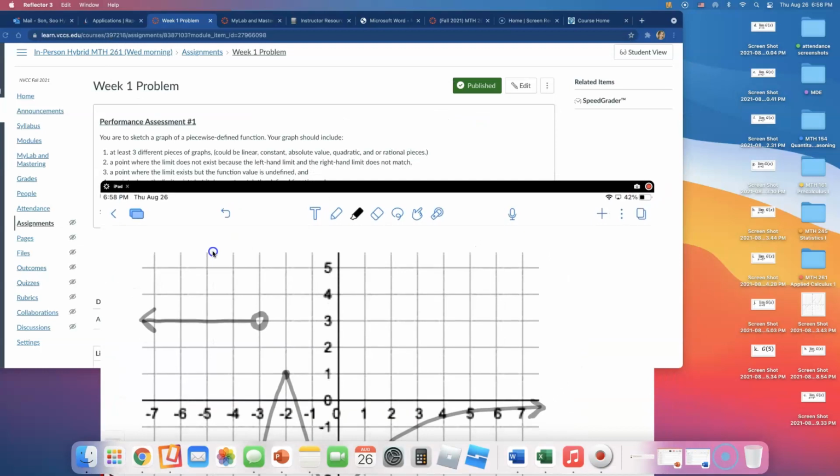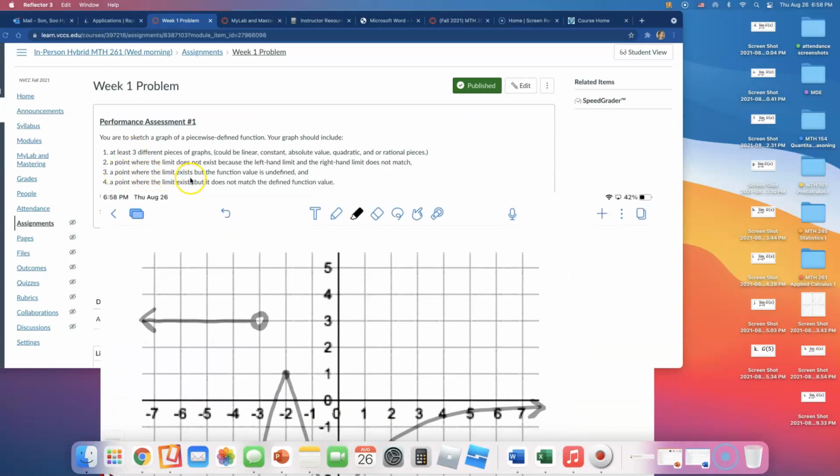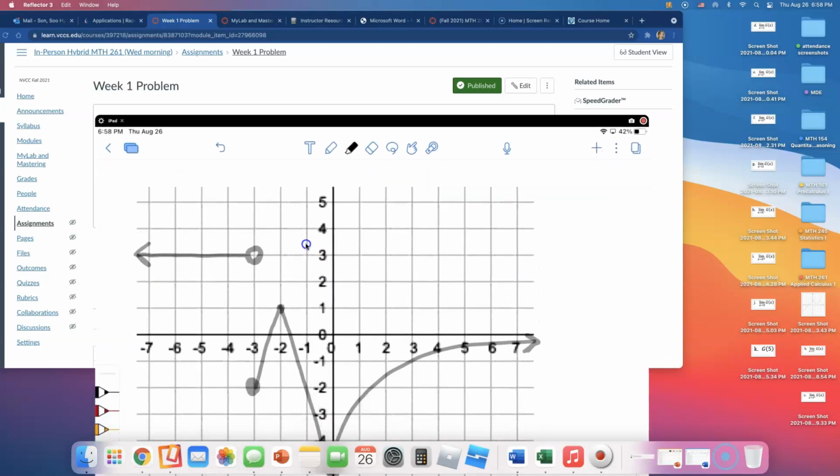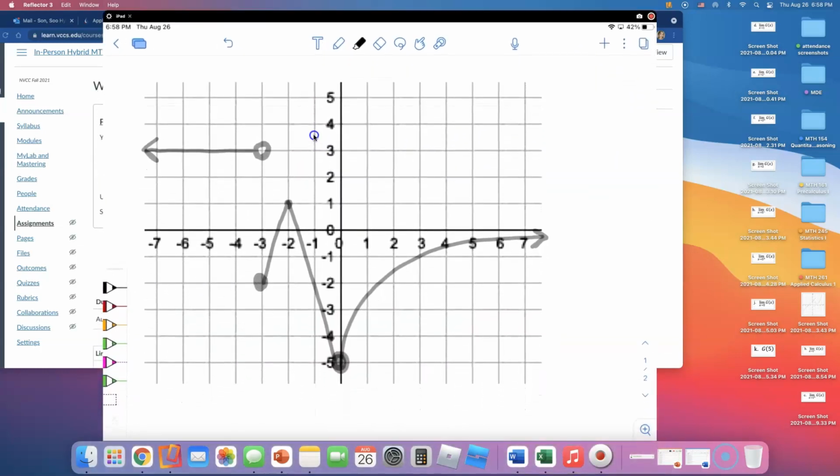What's the third point? A point where the limit exists, but the function value is undefined. Now that's a tricky one. To make a function undefined, we need to have an open circle. So I'm going to have to be creative here and add an open circle somewhere. Okay, hold on one second. I like this piece a lot, but I'm going to erase this real quick. I'll make this graph go up like this, and then I'll add an open circle right here. And then I'll just keep going to the right.